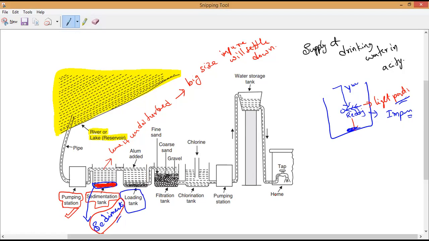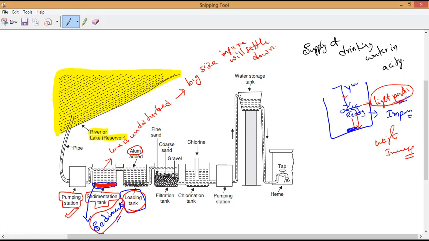Whenever Reddy is alone, he is a very light particle, so he doesn't have the stamina to settle down. Now, whenever Johan jumps onto Reddy, both become together, so their weight increases. When the weight increases, automatically they will settle very fast. That is what we call the loading tank. In the loading tank, we will take a chemical called alum. What is the chemical name?